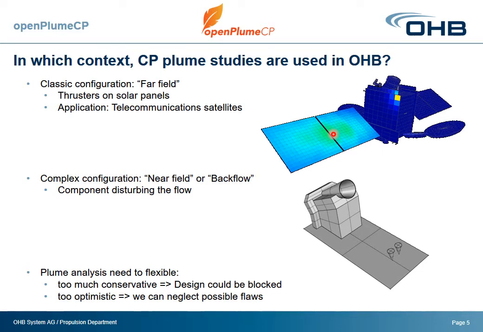What is a complex configuration? This is why we basically need the DSMC approach: when you have an impact in the near field or in the backflow. Here you have an example of the near field. You have these two cones, which are two thrusters next to this antenna feed, and the component present there is disturbing the flow. So we need to model this differently. The plume analysis needs to be flexible. To sum it up, if we are too conservative, then we can block the design for no possible issues. And if we are too optimistic, then we can neglect some possible flaws. So we have to be really careful about how we model this, and this is why we developed all these methods.